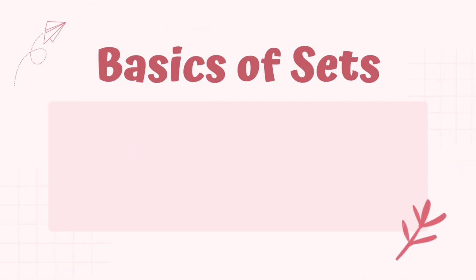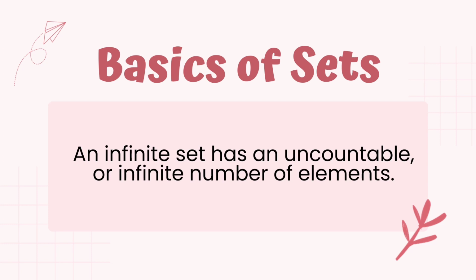An infinite set, and I think you can just from the word picture what that is, has an uncountable or infinite number of elements. Let me go on about this word here, uncountable. When you say a finite set has a countable number of elements, what are we saying? We're saying that it's bound, it has some number of elements. It doesn't go on forever. So when we say that it's countable, it might not be countable by a human being, but conceptually it's countable.